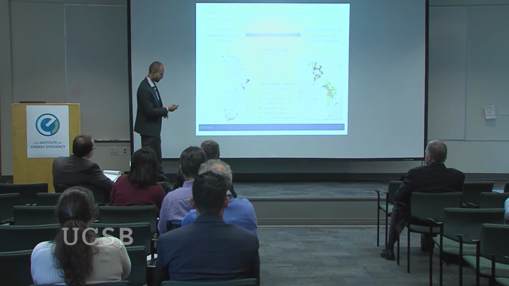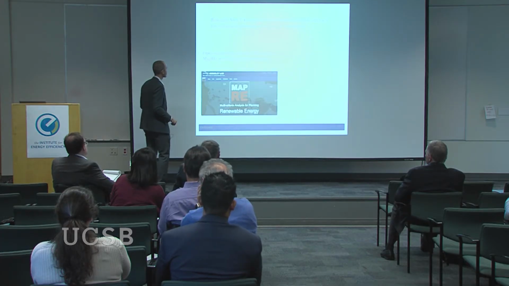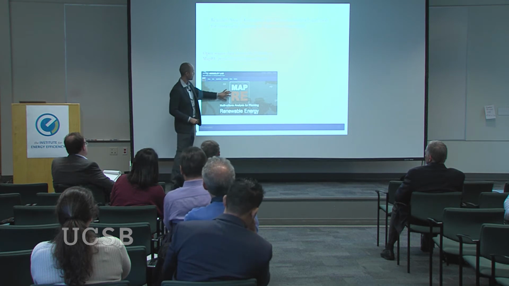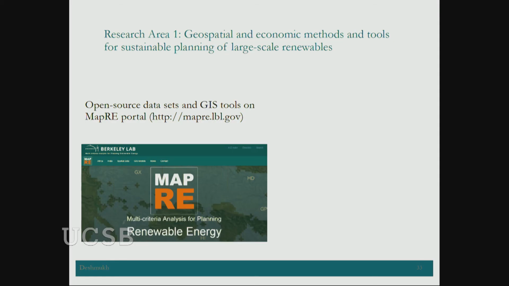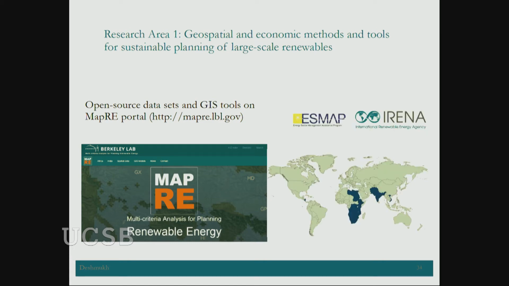And all these tools are open source. They're on our portal called MapRE, which stands for Multi-Criteria Analysis for Planning Renewable Energy. It's a Lawrence Berkeley lab website, which I still manage. And what these tools have done is reduce the amount of time it takes to do such analyses.